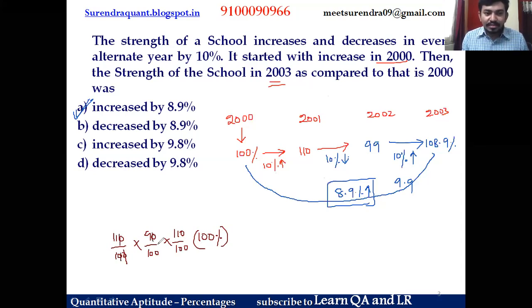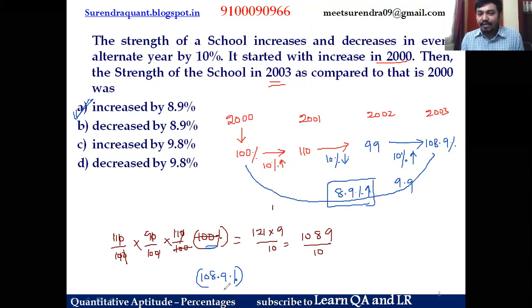Now let us see what is this value. The 100s cancel. Denominator 0 is there. Please be careful. 11 into 11, 121. So 121 into 9 by 10. So 9 into 1, 9. 9 2s are 18. 9 into 1, 9 plus 1, 10. 1089 by 10. So what is 1089 by 10, guys? This is 108.9%, right? So friends, we started with 100 and we ended with 108.9. What is the percentage increase in this case? 8.9%, right? And that is what we obtained here.